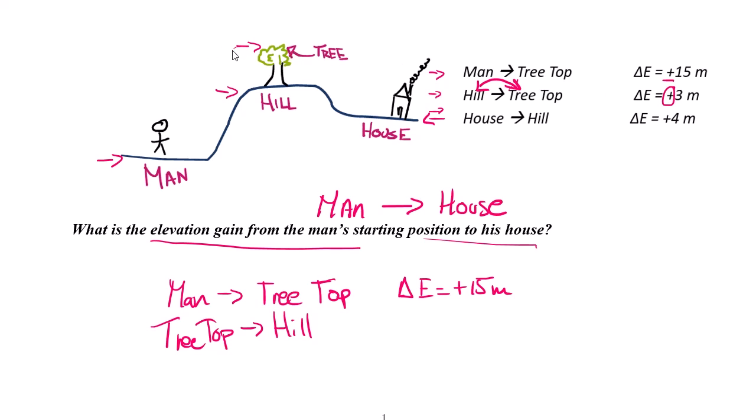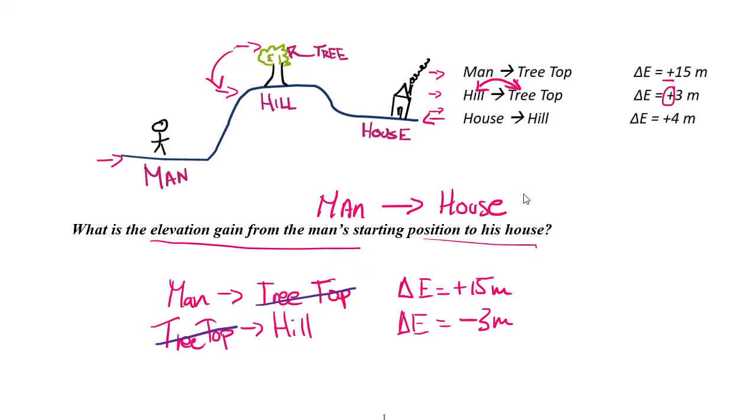Because from the treetop down to the hill is minus 3 meters, my elevation gain here is negative 3 meters. And the whole point of this was that the treetop and the treetop will cancel because it's on the right and on the left. If I added these together, this would give me the difference in elevation between the man and the hill.